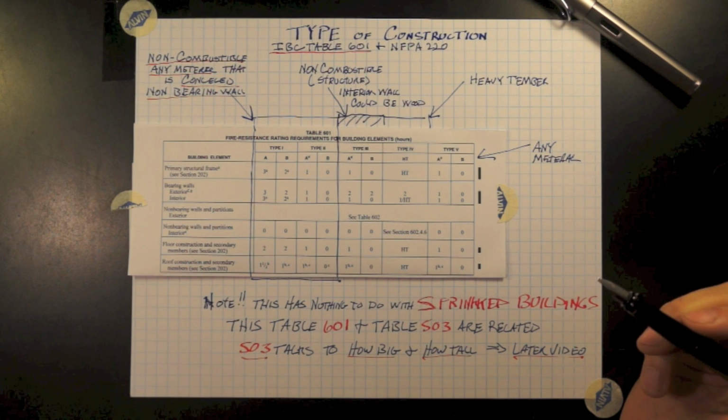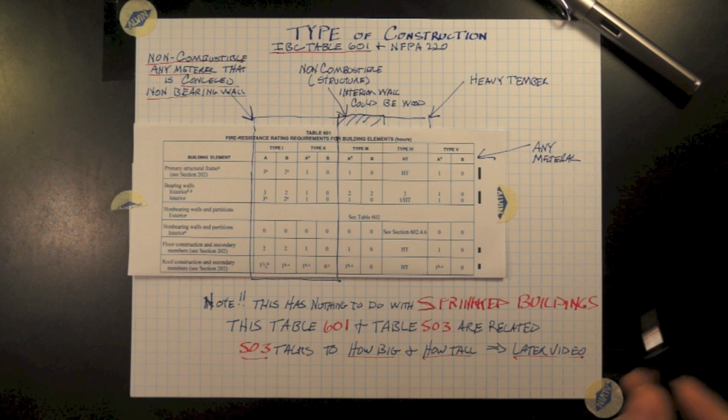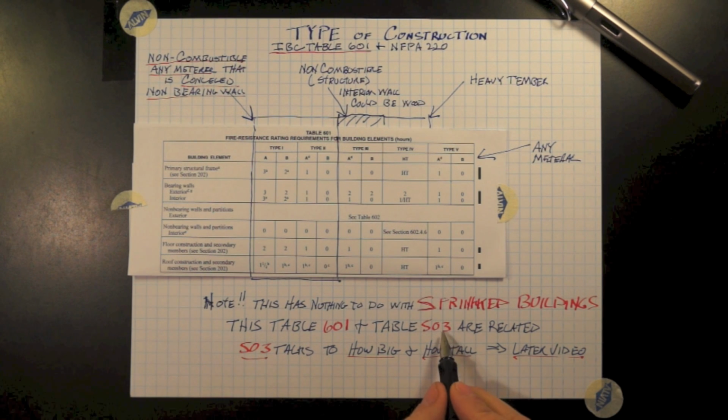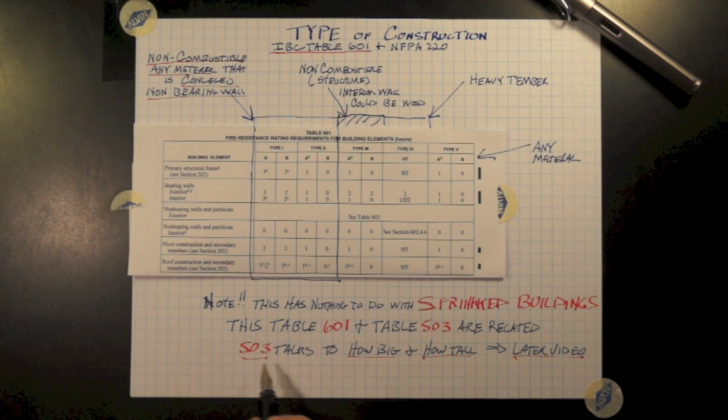And I cannot emphasize enough, this table has nothing to do with whether the building is sprinkled or not sprinkled. This table is strictly dealing with the fireproofing or the fire retardant of the building itself.